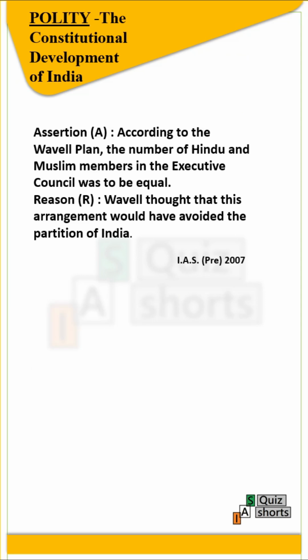Assertion. According to the Wavell Plan, the number of Hindu and Muslim members in the Executive Council was to be equal. Reason: Wavell thought that this arrangement would have avoided the partition of India. Answer: A is true, R is false.